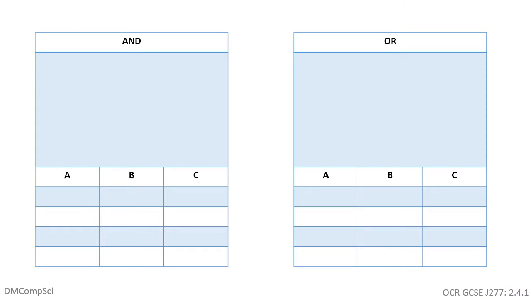On this slide, you can see that we have two empty tables. Now, the bottom sections of these tables, from the rows that say A, B, C downwards, are the truth tables. Now, they're empty at the moment. These truth tables will be for the AND and OR gates that we learnt about in the last video.